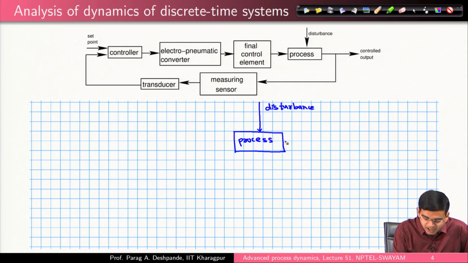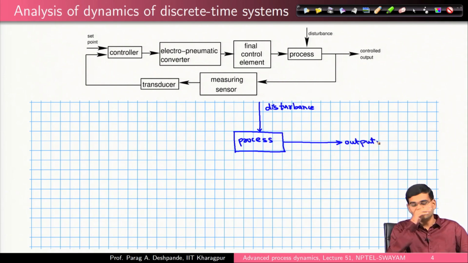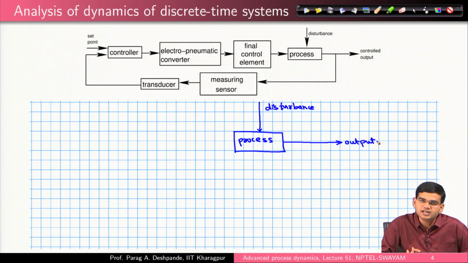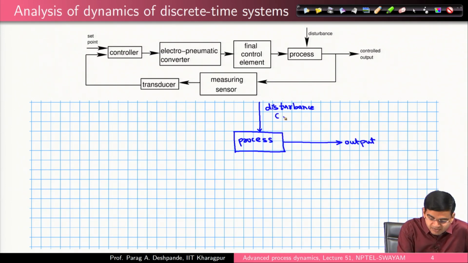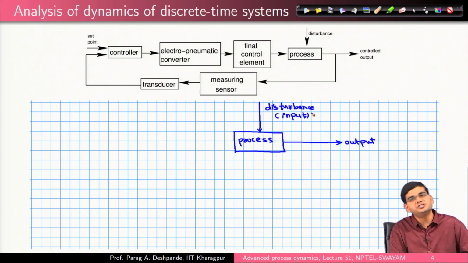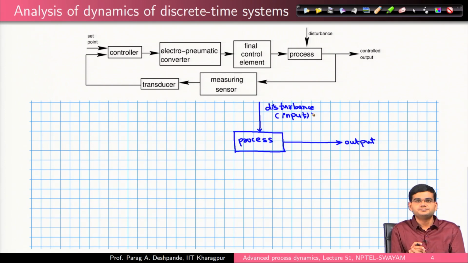So, there would be an output from the process, and you would like this output to be maintained. Now, is this what we have been studying till now? In fact, yes, because we have a process, disturbance is nothing but the input to the system. Anything which changes the system is an input to the system. Anything which changes the dynamics of the system is an input. Disturbance also acts as an input.